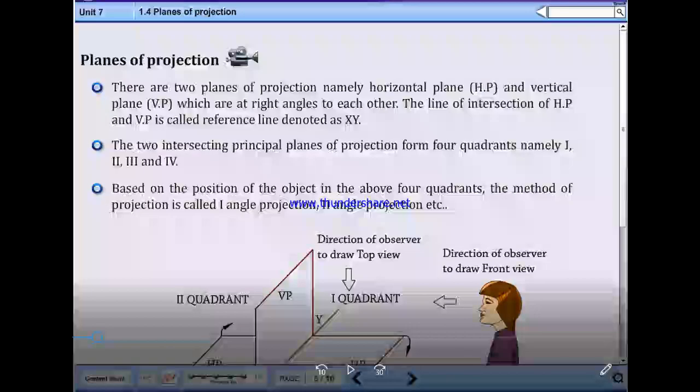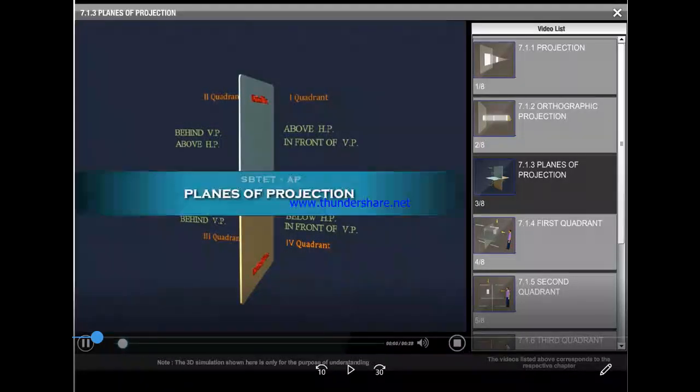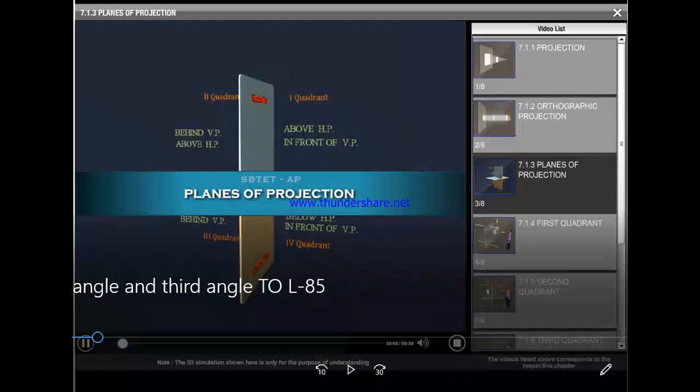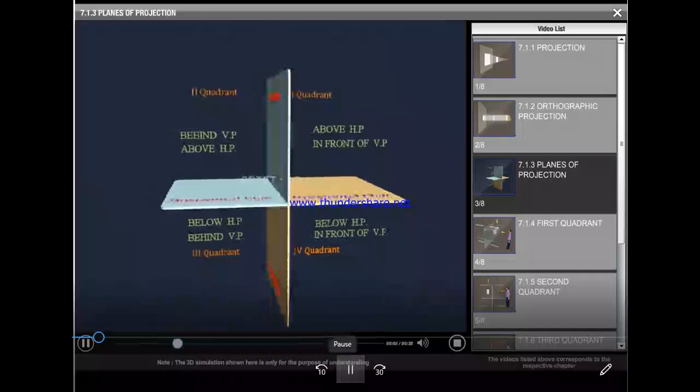Now note down the quadrants figure. Planes of projection. There are two planes of projection, namely vertical plane and horizontal plane. These two planes are at right angles to each other and form four quadrants, namely first quadrant, second quadrant, third quadrant, and fourth quadrant. In the next video, we will see about the first quadrant.